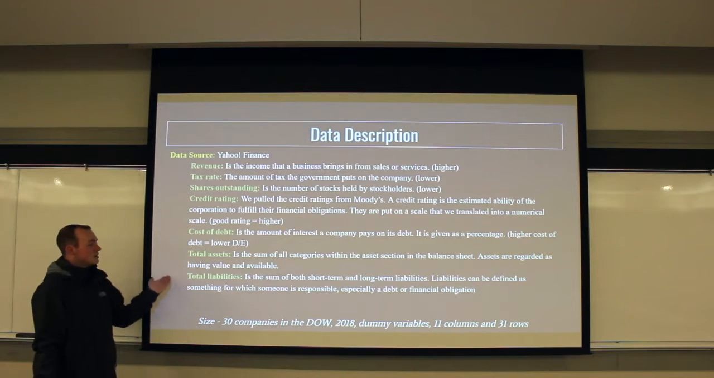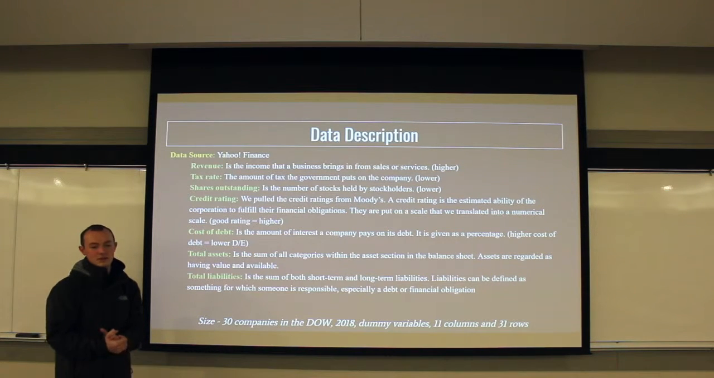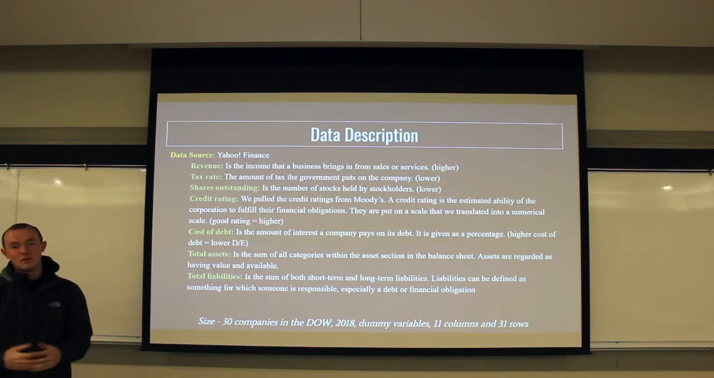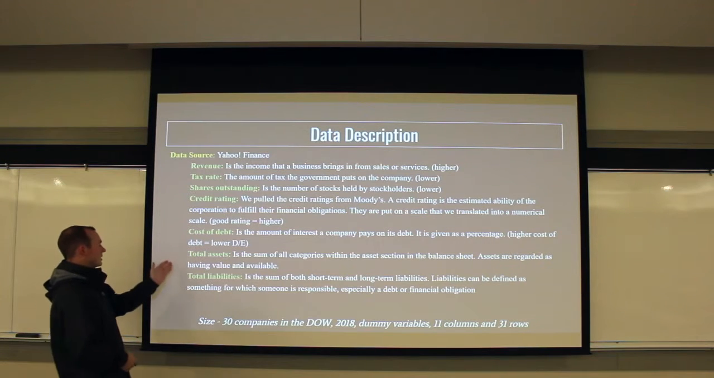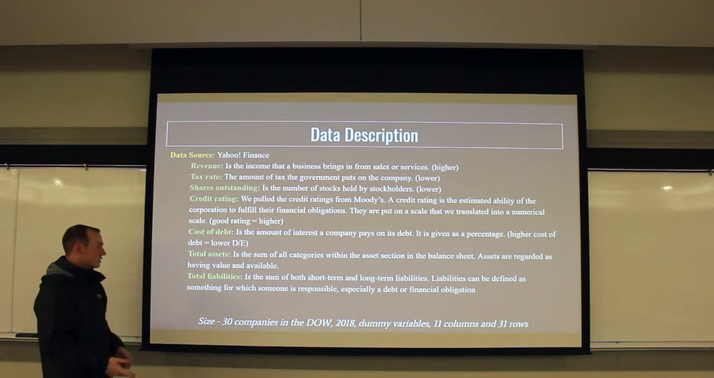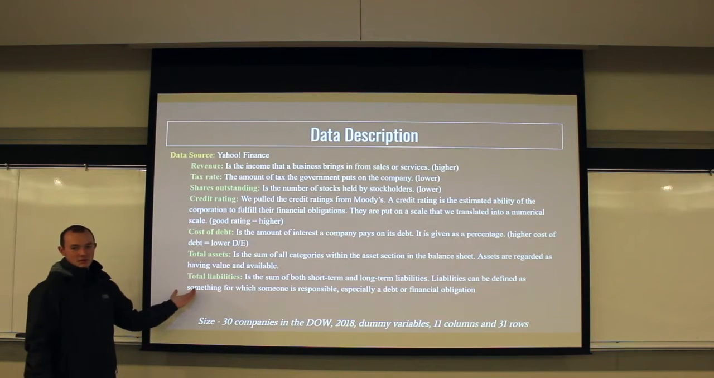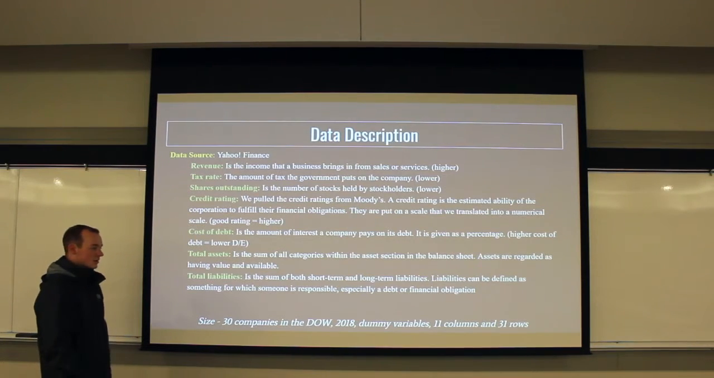The cost of debt is essentially the amount of interest a company pays on its debt, and most times it's given as a percentage. The next one, total assets, is basically just the sum of all of the assets that the company holds under its books. And similarly, total liabilities is the sum of all short-term and long-term liabilities under the books.